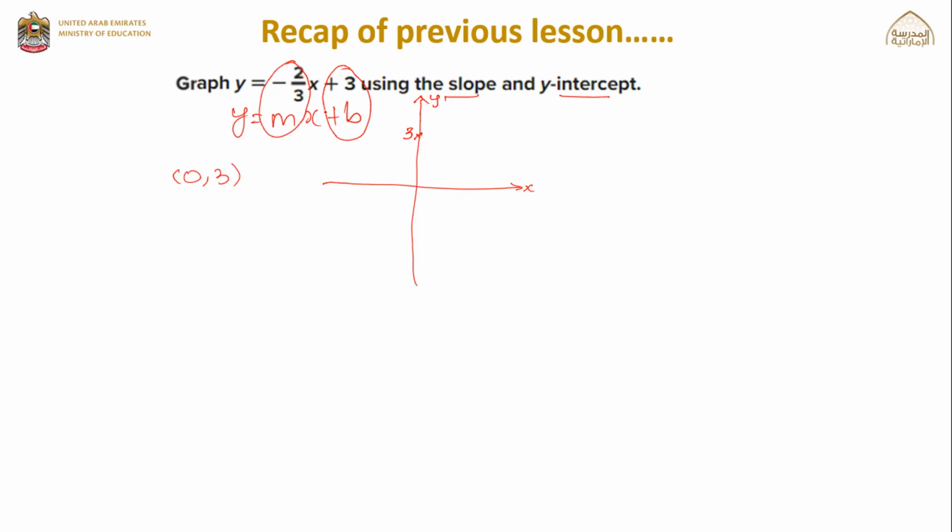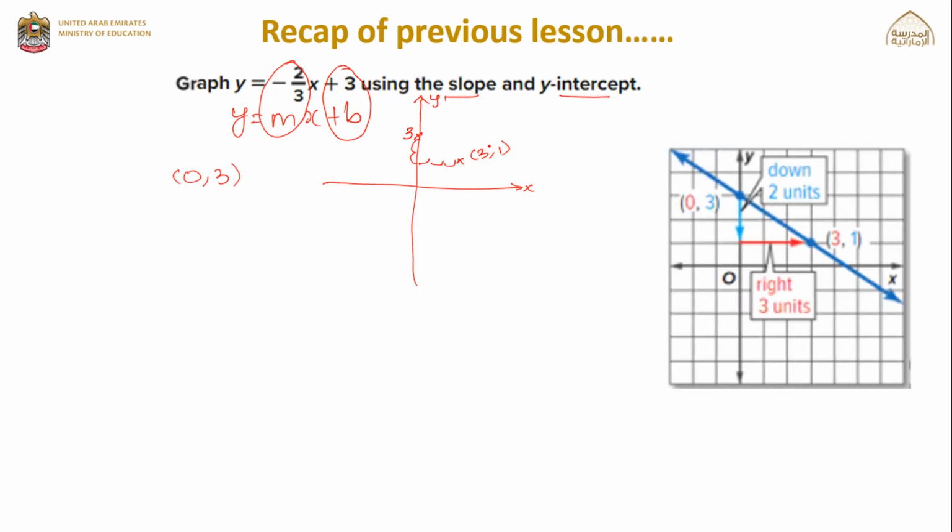So the numerator negative 2 means go 2 units down, and positive 3 units to the right. So you will be getting the coordinate 3, 1 for the other point. So using these 2 points, you'll be drawing a straight line graph. So are you all good at recalling the previous lesson? So let's move on.